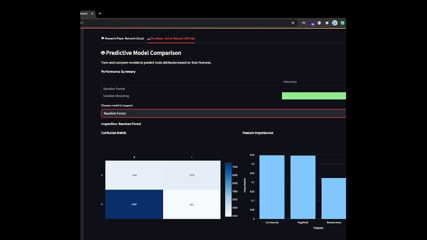In summary, the dashboard is a unified platform that helps us explore, analyze, and compare two very different networks. It combines interactive visualizations with machine learning all in one place.